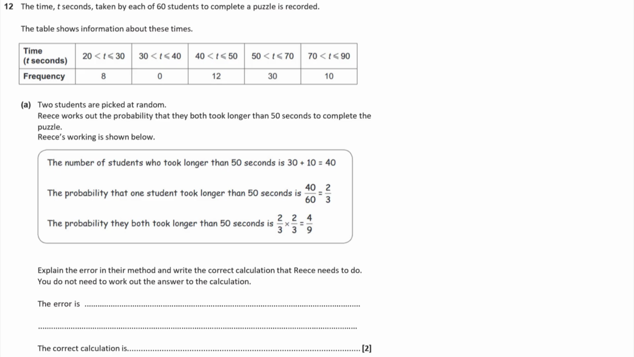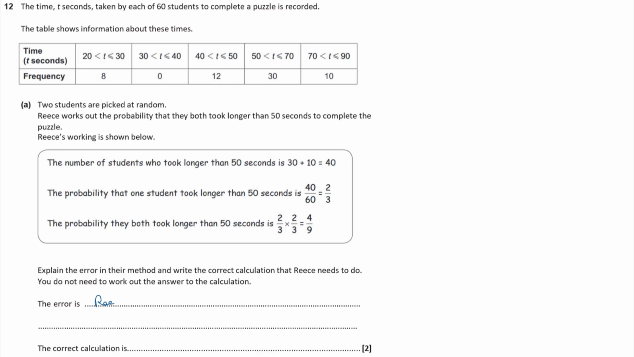Okay, so we just need to write down what the two things multiplied are, I guess, without having to work out what the answer is. Okay, well, I can see the answer to this, and the error is basically that Reese has assumed that the two events are independent. So I'm going to write that down.